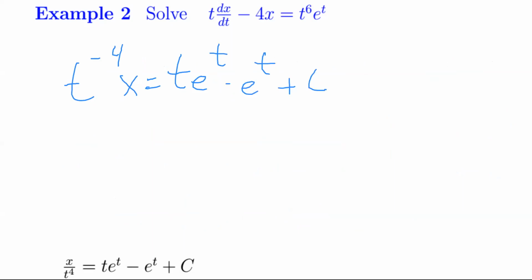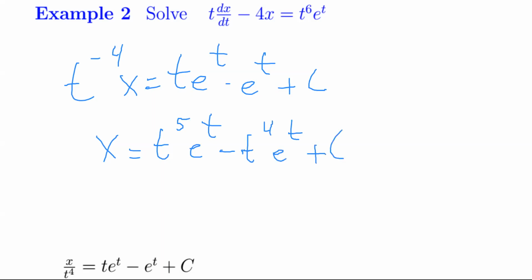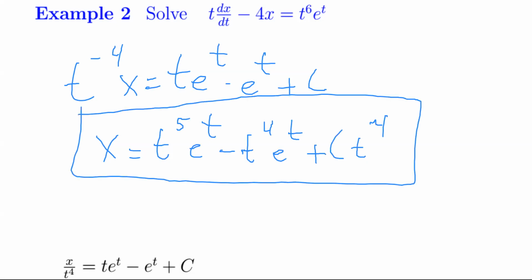Multiply by t to the fourth everywhere, and we get x is equal to t to the fifth e to the t minus t to the fourth e to the t plus c t to the fourth. And this will be our equation for x. So we have solved our differential equation. That'll be the end of this video. We'll do a couple more examples in the next video.